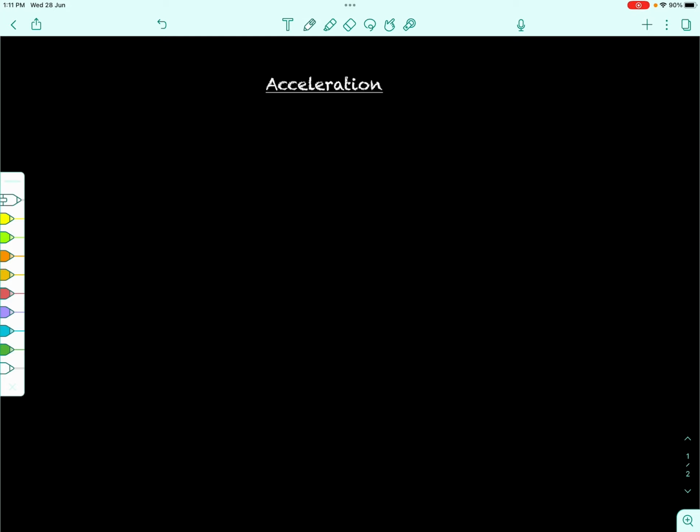But in case the velocity of a body changes, we say that the body is under acceleration. So acceleration essentially measures the rate at which the velocity of a body changes. So by definition, acceleration, which is denoted by a and is a vector quantity, is the rate of change of velocity of a body.